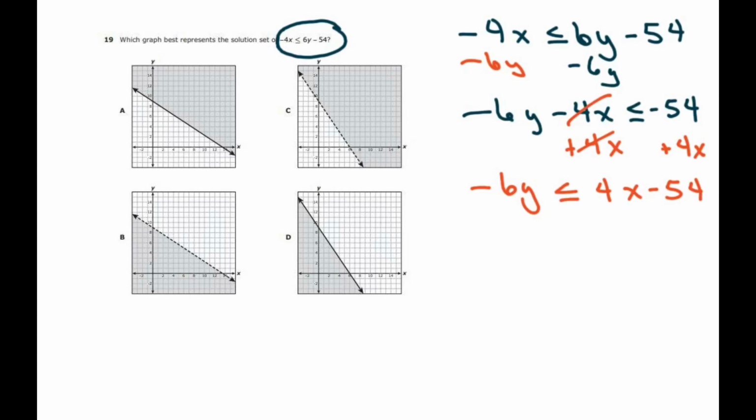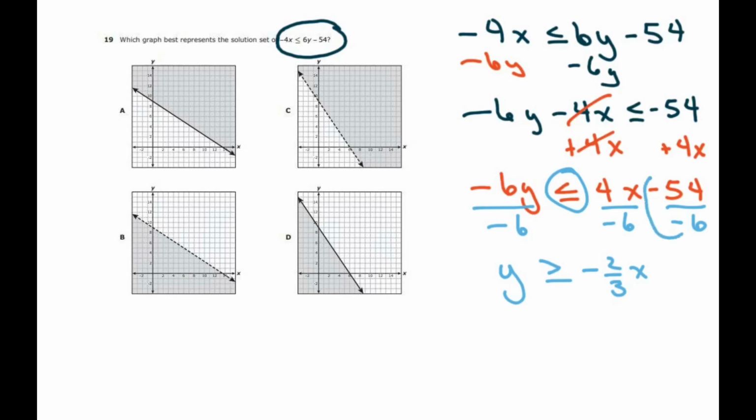And then I'm going to divide everything by negative 6. I have three terms, 1, 2, 3. Divide by negative 6. And this is going to be y. And don't forget, when you divide or multiply by a negative, you have to flip that. So that's going to be greater than or equal to. Now that's going to end up being negative, and you reduce 4/6 to 2/3. Here we have two negatives, so that's going to be plus 9.